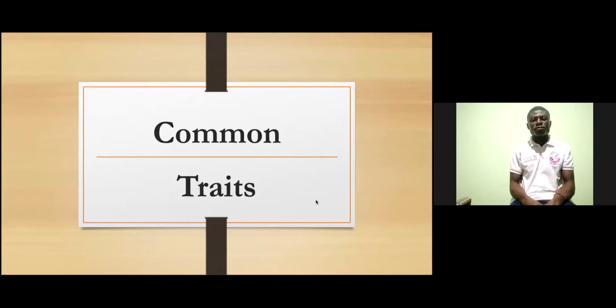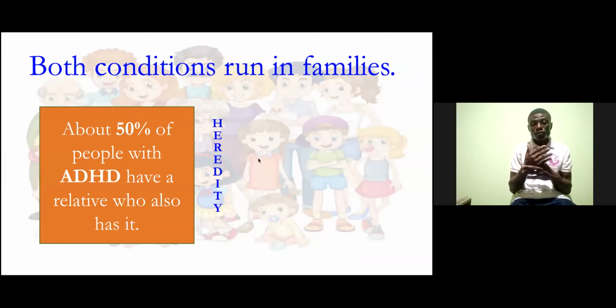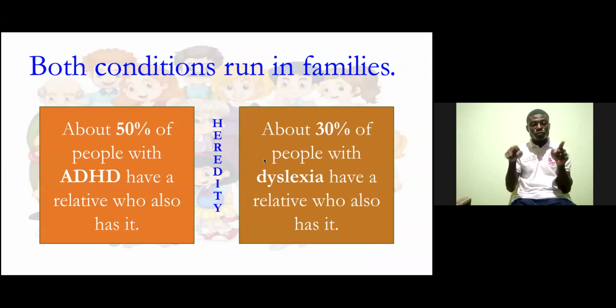So what are the common traits between ADHD and learning disabilities? About 50% of the people with ADHD have a relative who also has it. About 30% of the people with dyslexia have a relative who has it. So genetically, both the conditions run in families. It's related to the family, and there is a genetic or hereditary basis for both conditions.